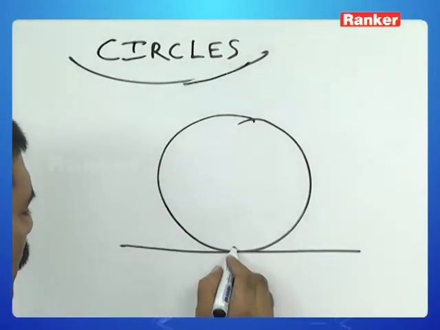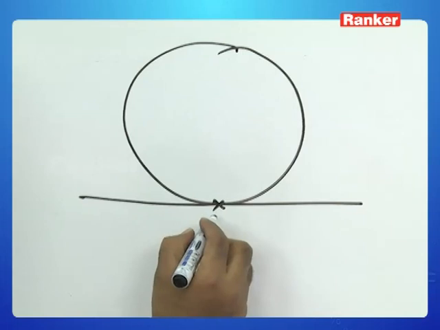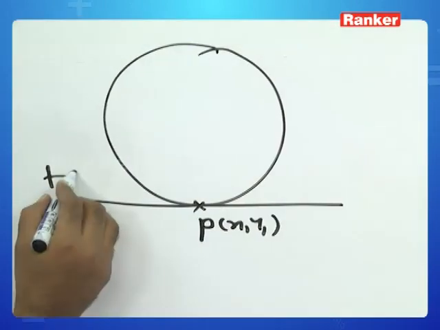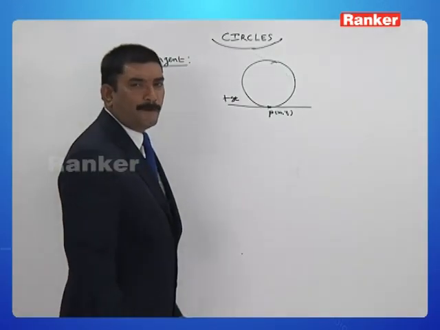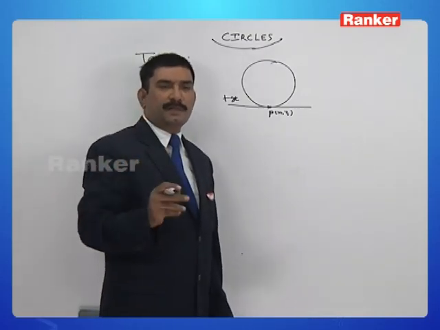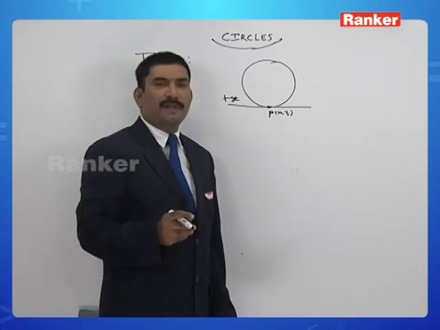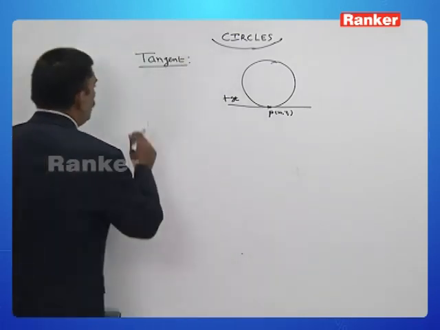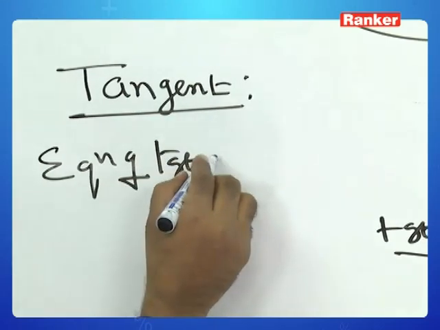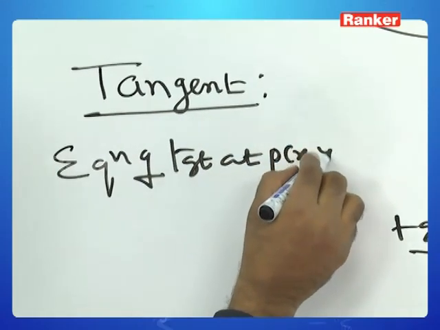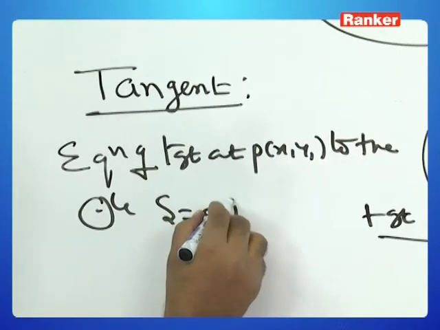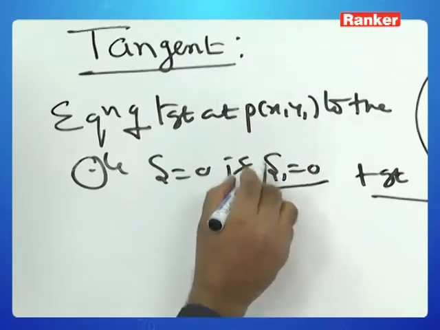This is the line which meets in two coincident points. So therefore, we take this point as x1 comma y1. This line we call a tangent to the circle. Let us see how to find the equation of tangent at P of x1 comma y1. So therefore, the equation of tangent at P of x1 comma y1 to the circle S is equal to 0 is S1 is equal to 0.